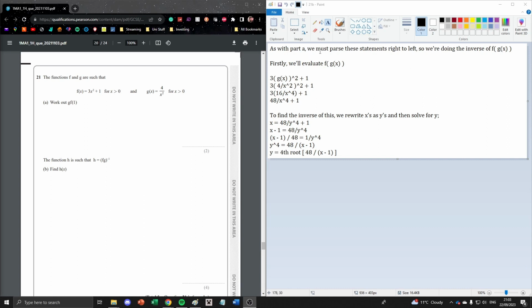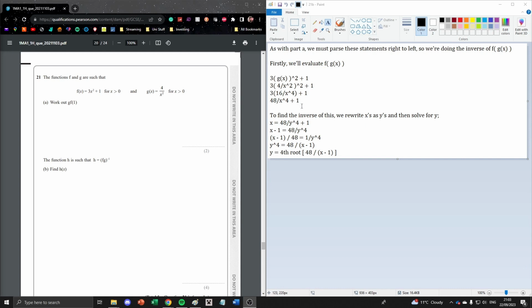So with part A, we've got to look at the statements right to left. So fg means f of g of x. So firstly, we'll evaluate what f of g of x actually is. If we're doing f of that, then it's going to be 3 something squared, so 3g of x squared plus 1. We know that g of x is 4 over x squared, so it's 3 brackets 4 over x squared all squared plus 1. If we square this fraction, we square the top and the bottom, so 16 divided by x to the power of 4, plus 1. Now we're going to multiply by 3, so 48 over x to the 4 plus 1.